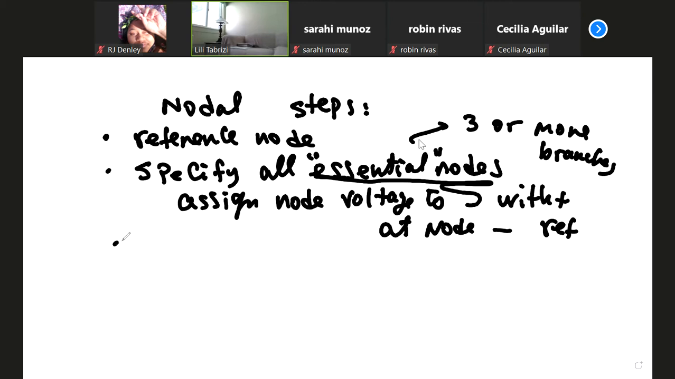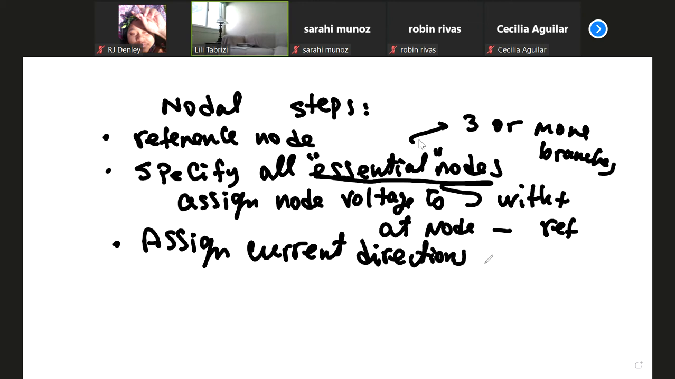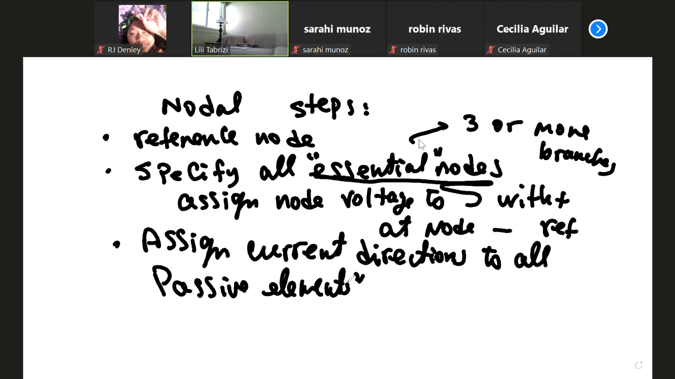Okay. Number three, assign current directions to all passive elements. Any direction. And don't label, just direction. Assign current direction to all passive elements. Any direction. I'll practice on several problems. I practice on many problems.